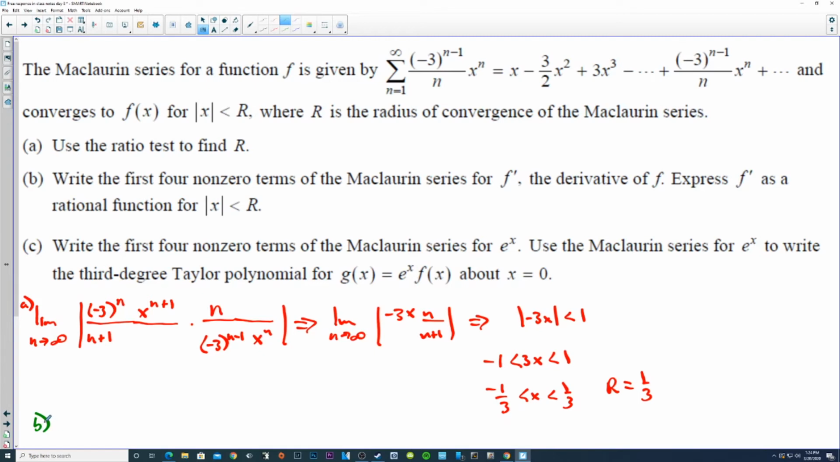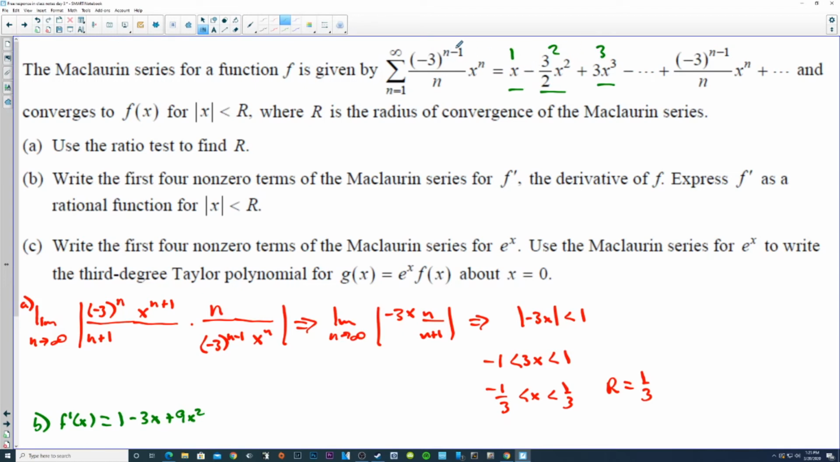Write the first 4 non-zero terms of the Maclaurin series for f prime, the derivative of f. Express f prime as a rational function for the absolute value of x less than r. So let's do f prime of x, which is equal to, and I'm looking at, it says the first 4. So we have 1, 2, 3 terms. We're going to have to find one more.